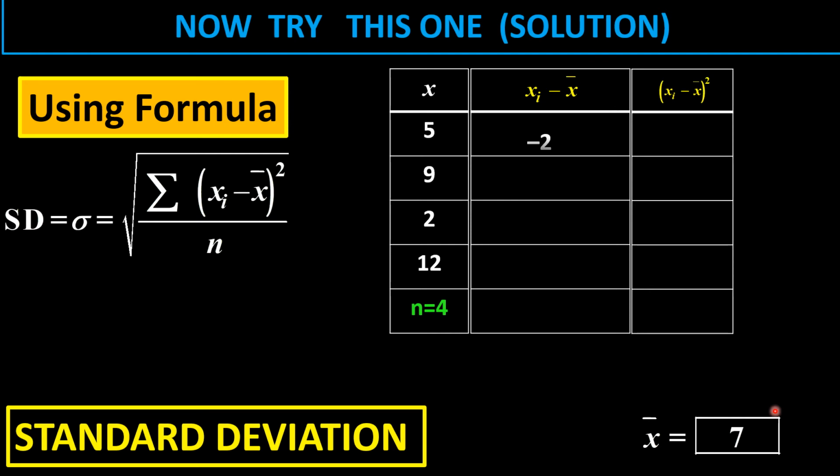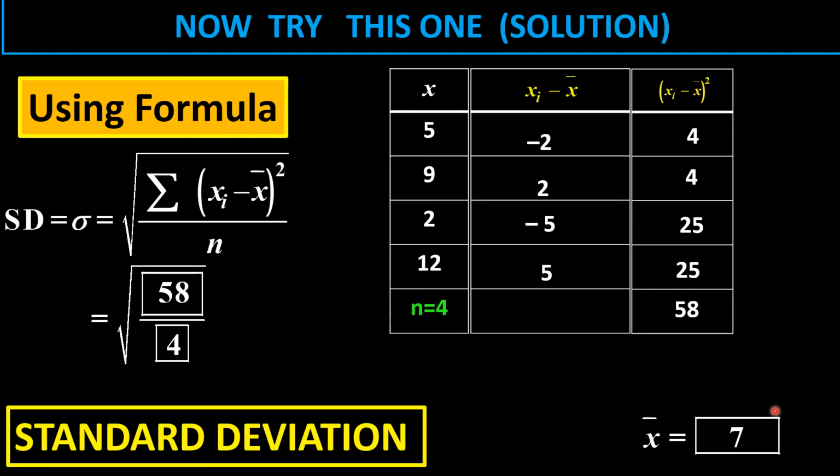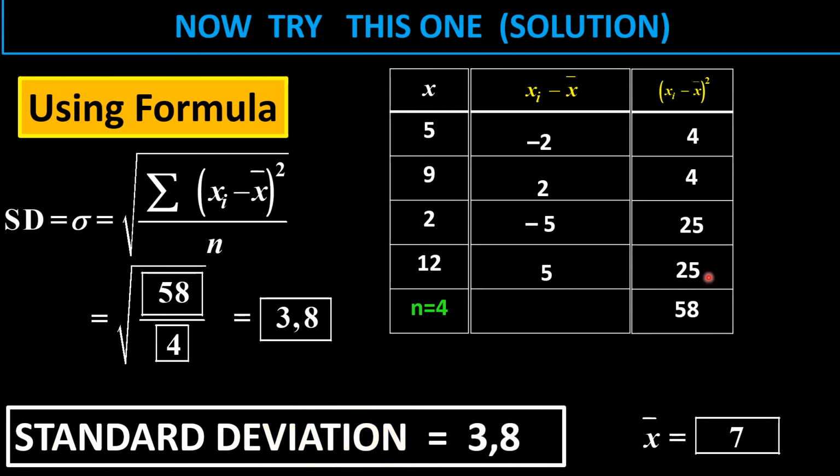Then we have to find the differences. There are the differences. Then we square the differences, and we find the sum, which is 58. Therefore, the standard deviation is the square root of 58 divided by 4, which gives me 3,8. So the standard deviation there is 3,8.